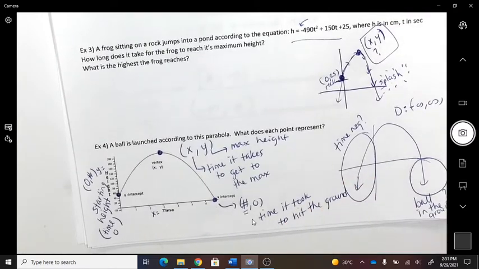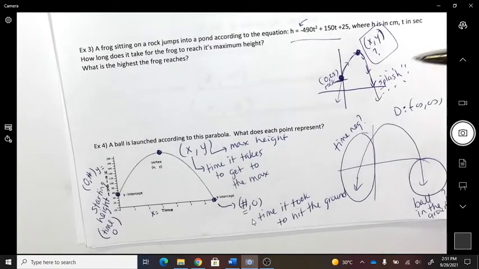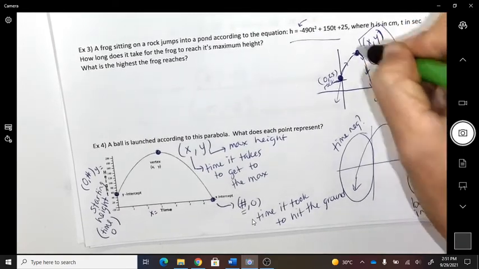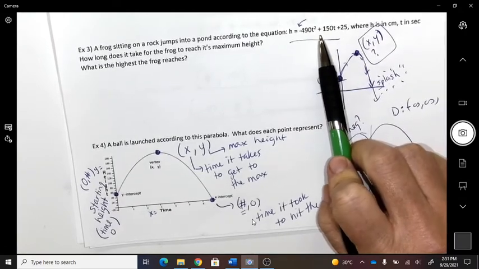So we want to know that point. And this is called the vertex, right? The highest point is going to be the vertex. Do we have to do our equation too? So we have to find a vertex using this equation.